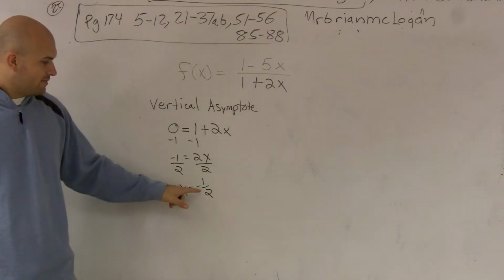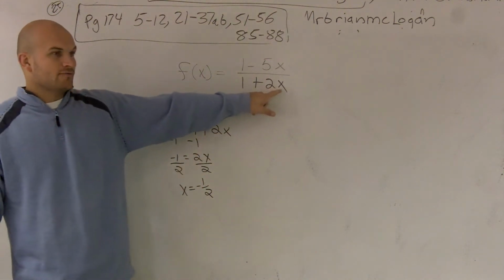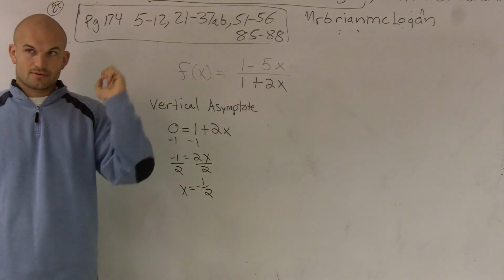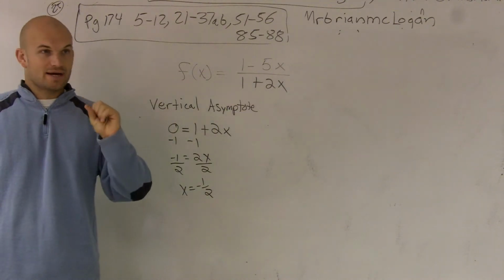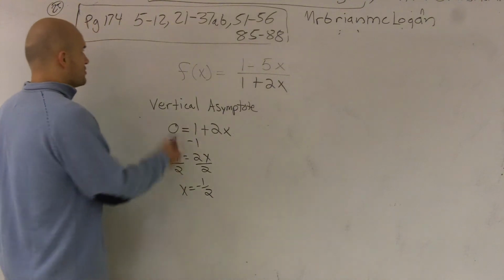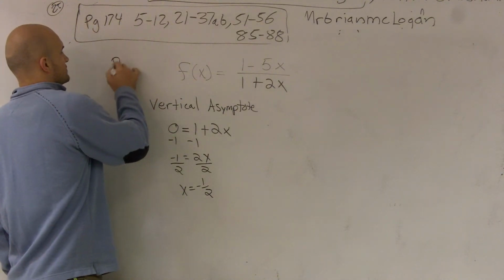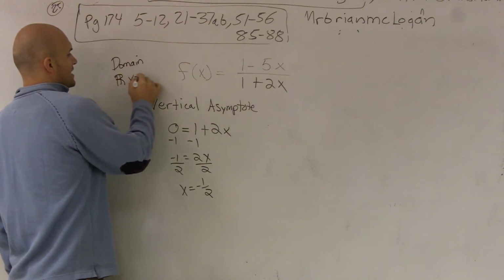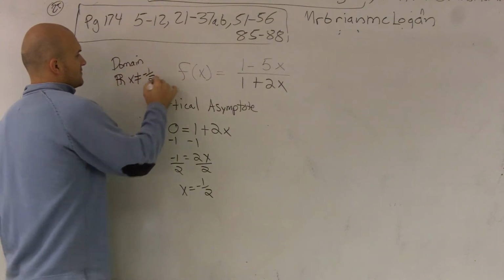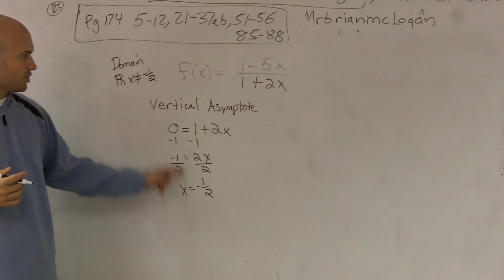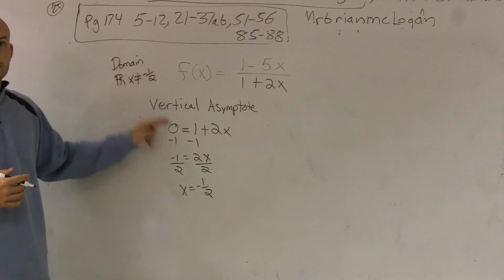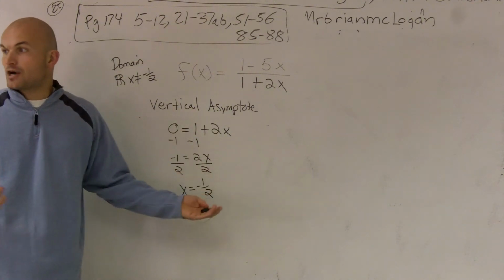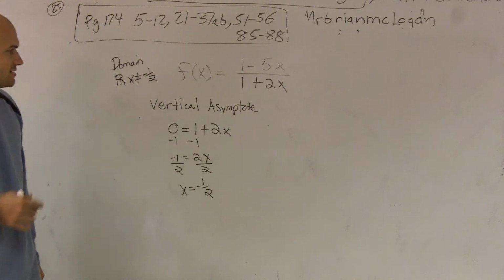Because if I put -1/2 in for x, that gives me -1, and -1 plus 1 gives me 0. We can't divide by 0, right? So the domain of this function is all real numbers except x cannot equal -1/2. Notice how the vertical asymptote and our domain are very similar, because your vertical asymptote tells you what values are not a part of your domain.